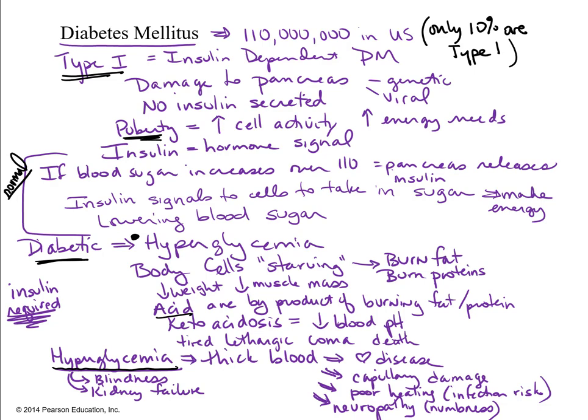Capillary damage then means that you're not getting good blood flow to all the cells in that area. So your nerves begin to shut down. So that's called neuropathy. Neuropathy, so any kind of pathy is like death of or damage to. So that's like damage to nerves.